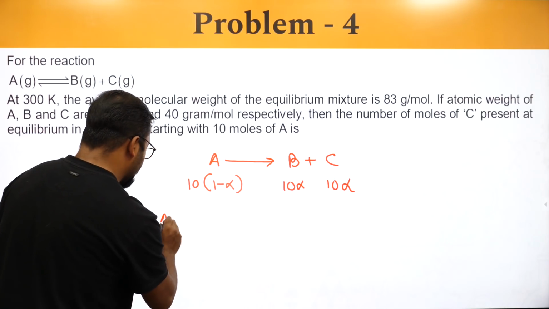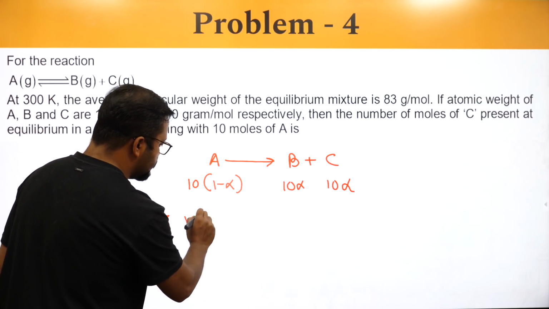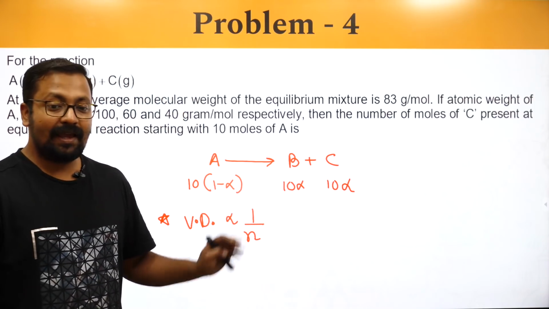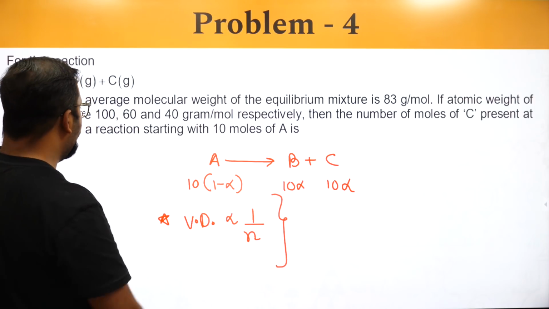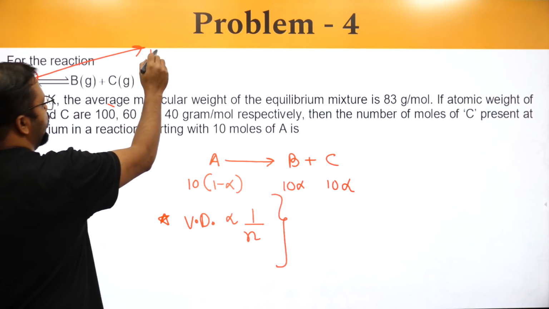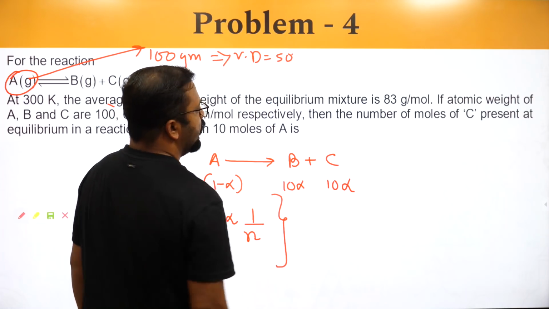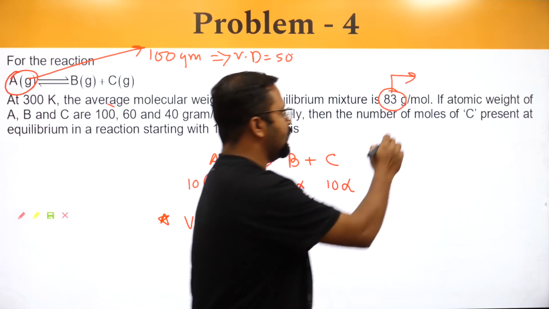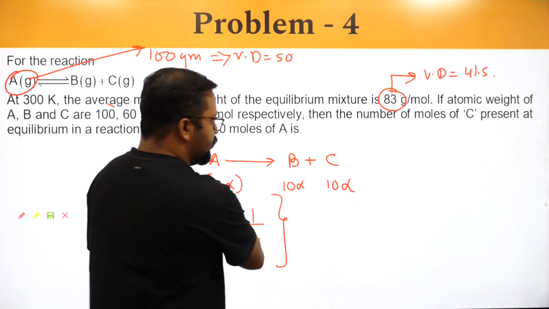Now if I try to write using vapor density, याद है vapor density क्या होता है? Vapor density याद रखो, vapor density is inversely proportional to the number of moles. Inversely proportional. Okay, utilizing this idea, what would have been the initial vapor density? अगर इसका weight 100 grams है, then vapor density would be equal to 50. And if the total weight of the mixture is 83, then the vapor density would be equal to 41.5.